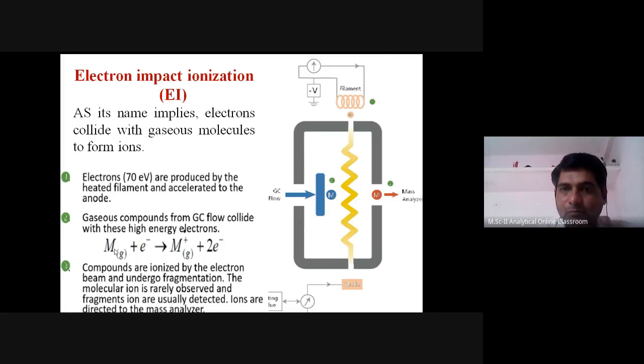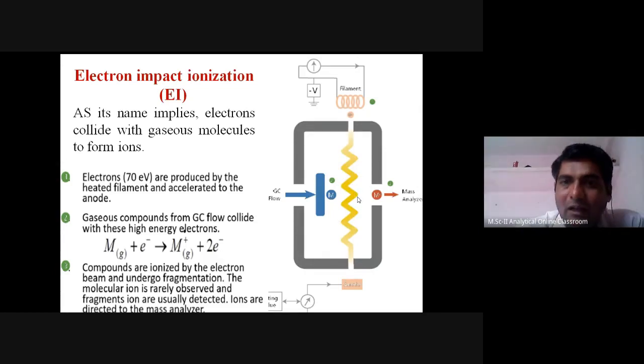So M is some component or analyte in the gas phase, and this electron will collide, and there will be a reaction like this one. An electron is taken from the analyte molecule by the incoming electron, and there is formation of two electrons. So the analyte donates one electron and gets a positive charge. Here you can see that this molecule in the gaseous phase is converted into M plus. Plus is the charge on the analyte, which is also in the gas phase, and there is formation of two electrons. Now these two electrons will be accelerated towards the anode to measure the current. How many electrons are produced here will be measured for the analysis. So this is the collision. This reaction takes place here.